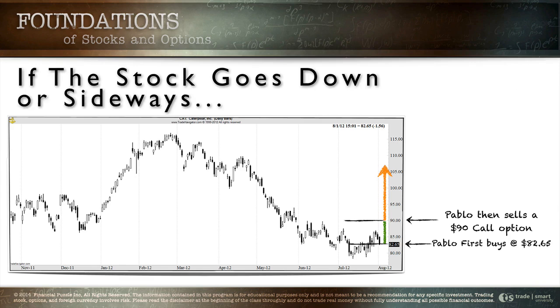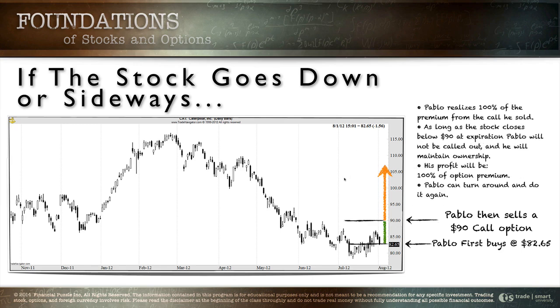Now, let's ask the question from Pablo's perspective if the stock goes down or if the stock goes sideways. If the stock goes down or sideways, Pablo will keep 100% of the premium. As long as the stock closes at or below $90 at expiration, Pablo will not be called out and he will maintain ownership of the stock. His profit will be 100% of the option premium, and he still owns the stock so he can turn around and do it again. Kind of like renting your house.